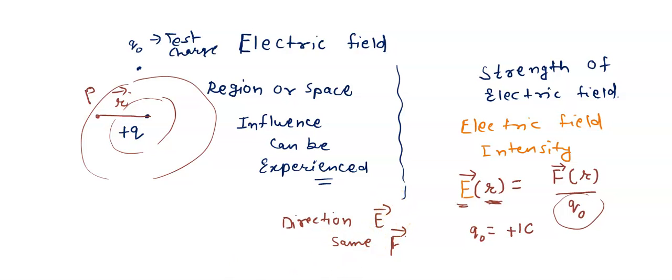Now what will be the unit of this? As you know, it is F upon Q, so the unit has to be Newton per coulomb, because force has the unit Newton and charge has the unit coulomb. Obviously this is a vector quantity, because force is a vector quantity, and its direction is the same as that of the force, as we already mentioned. Okay, am I clear?